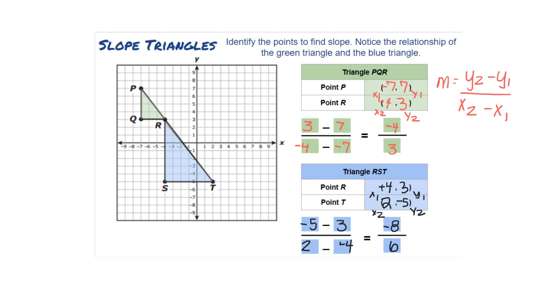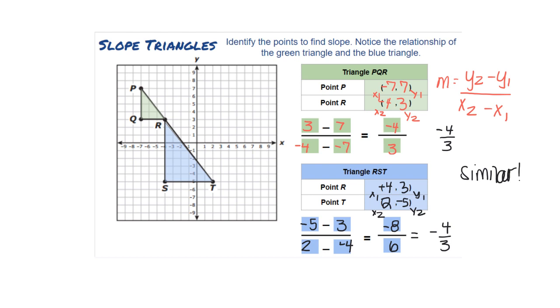Notice that -8 over 6 can be reduced to -4 over 3, which is the exact same slope of the first triangle we found, -4 over 3. These triangles are similar because they have the same slope.